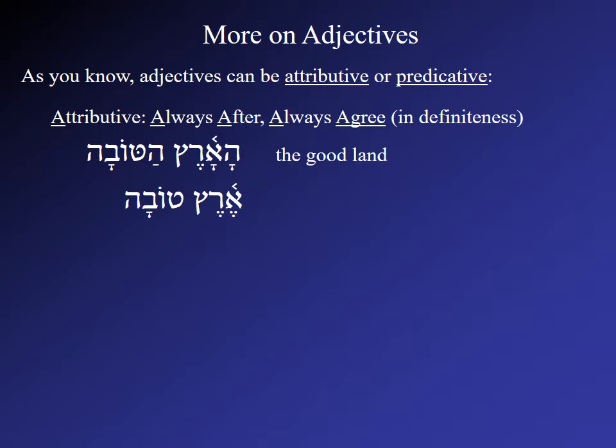It is also possible to have an attributive adjective in which neither the noun nor the adjective is marked as definite. So here they still agree, but they agree in lack of definiteness. And notice that the adjective tova is still after. So attributives always after, always agree. Eretz tova, a good land. We can also translate our demonstrative adjective haaretz hazot. This is an attributive. Demonstrative simply means the one near to you. So this one. So this land. This is an attributive adjective, and it is the demonstrative adjective, meaning this.